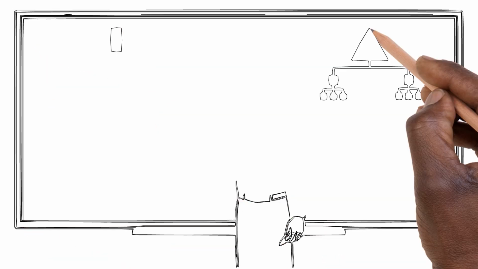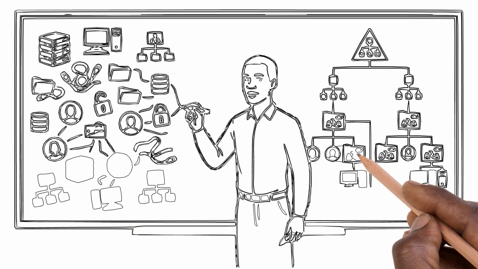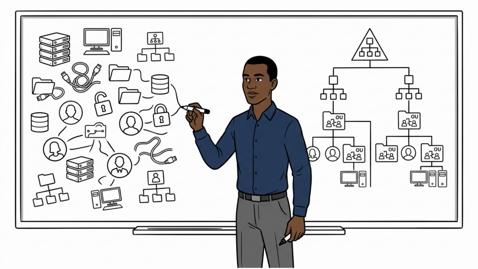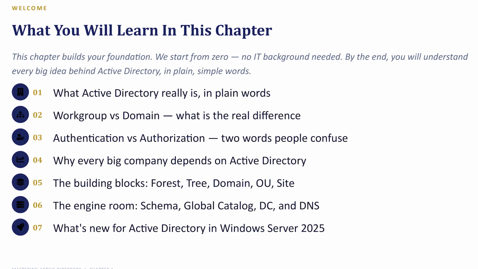So don't try to memorize all these terms right now, okay? Our job in this chapter is to build a mental picture. By the end, when you hear domain controller, you should immediately know what that means. When you hear OU, you shouldn't panic. And when someone says authentication versus authorization, you should immediately know the difference.